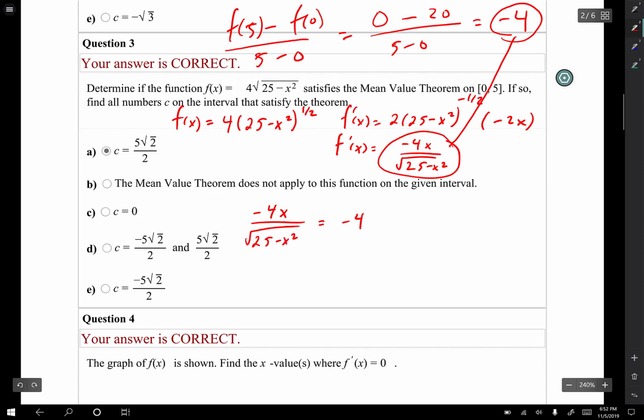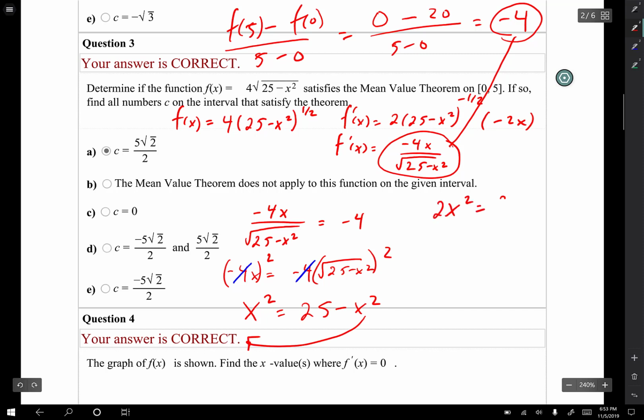So multiply both sides. Now I got negative 4x equals negative 4 square root of 25 minus x squared. The negative 4's go away. Now I'm going to square both sides. When you do that, you get x squared equals 25 minus x squared. I'm going to move the x squared to the right. So now I have 2x squared equals 25. Divide by 2. X squared equals 25 over 2.